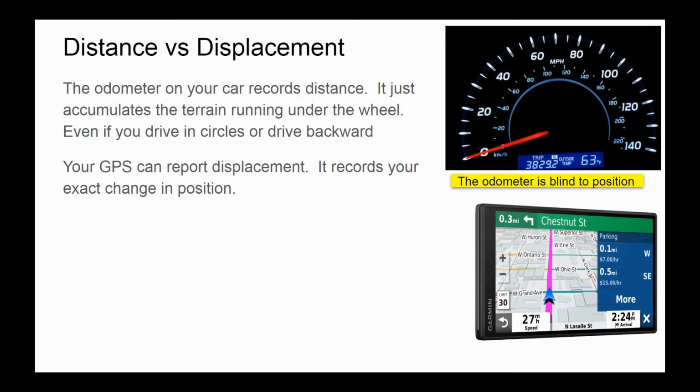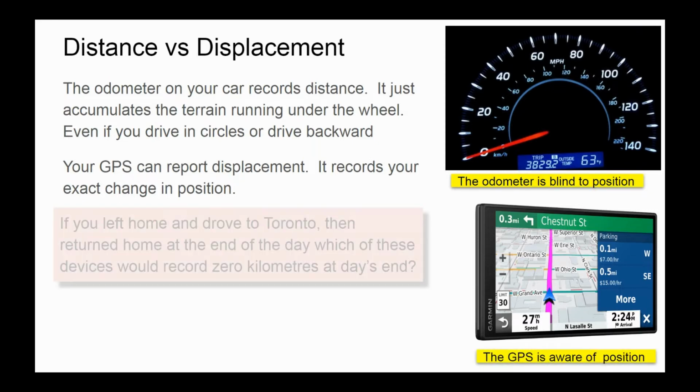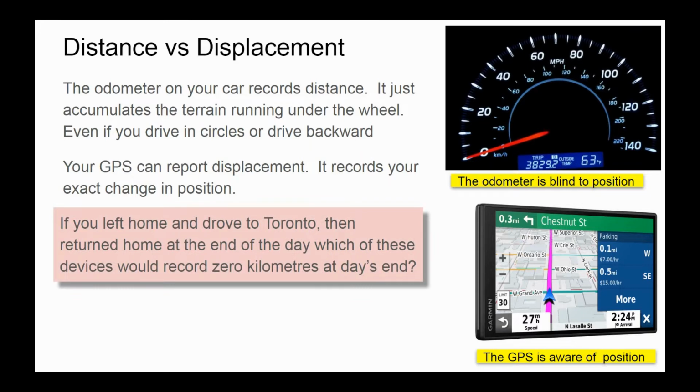Odometers are blind to position. The GPS is not. If you left home and drove to Toronto, then returned home at the end of the day, which of these devices would record 0 kilometers at the end?